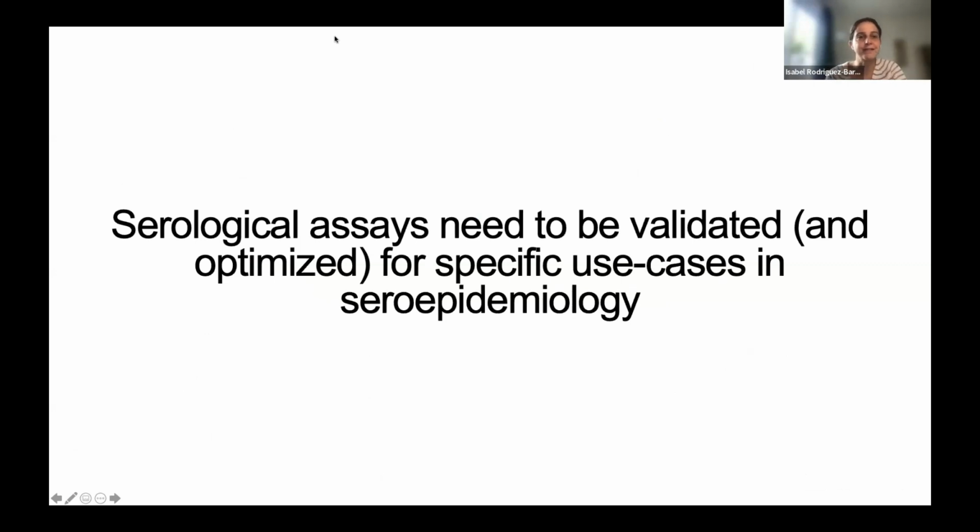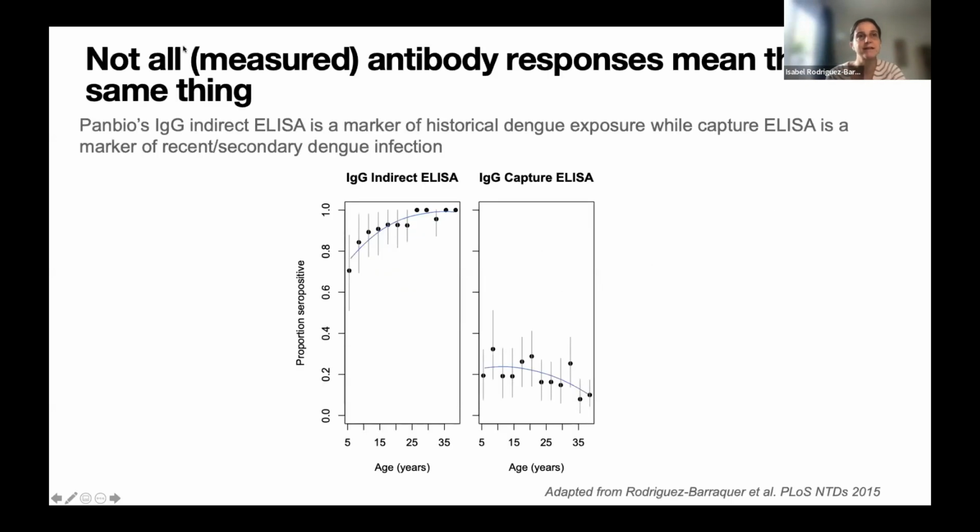So serological assays really need to be validated and optimized for specific uses in seroepidemiology, and this is one of the greatest challenges. Not all measured antibody responses mean the same thing. And this is just an example.